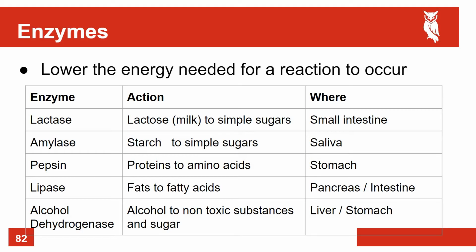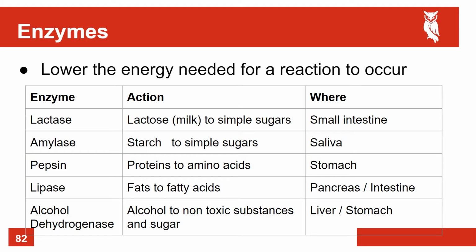All right, so the enzymes basically lower the energy needed for a reaction to occur. Usually these are going to be endergonic reactions. However, sometimes you can also catalyze exergonic reactions as well. Yeah, it lowers the activation energy. We'll get to that in a little bit.